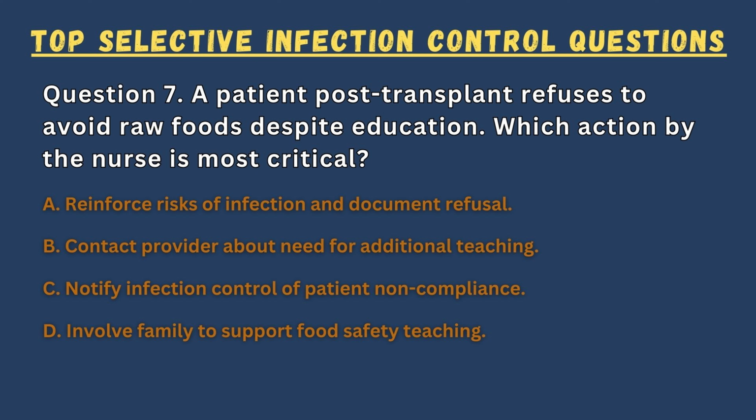Question 7. A patient post-transplant refuses to avoid raw foods despite education. Which action by the nurse is most critical? A. Reinforce risks of infection and document refusal. B. Contact provider about need for additional teaching. C. Notify infection control of patient noncompliance. D. Involve family to support food safety teaching.